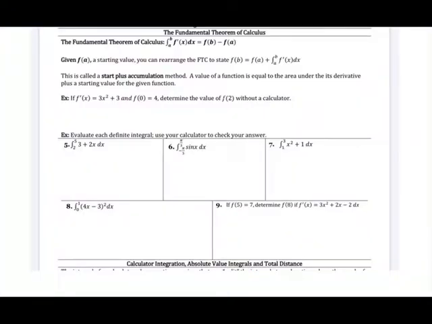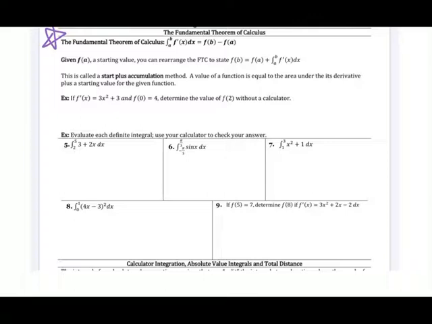So here, we're paying due respect to the fundamental theorem of calculus. The fundamental theorem of calculus, again, says the integral from a to b, or from a to x, of f prime of x dx is equal to f of b minus f of a. So find the antiderivative, evaluate it at the top bound, and then evaluate it at the bottom bound, and you're going to end up with that value.